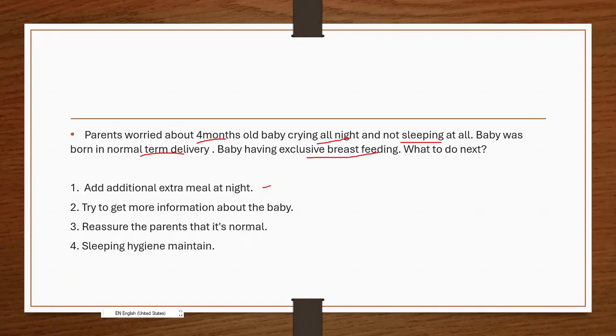Try to get more information about the baby. Reassure the parents that it's normal. This could be normal. Sleep hygiene maintaining for a 4 month old is very difficult, but yes, you can try.